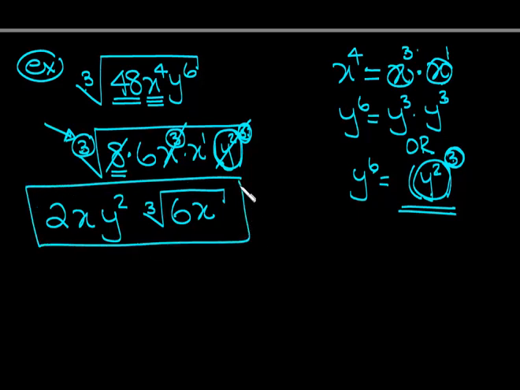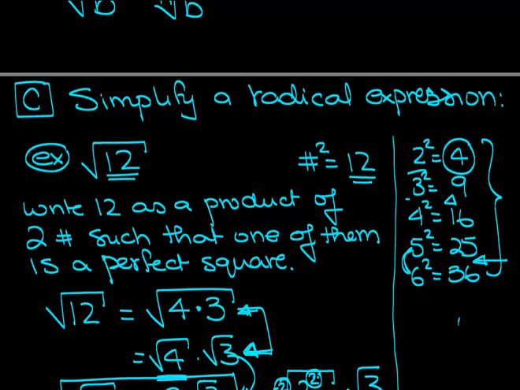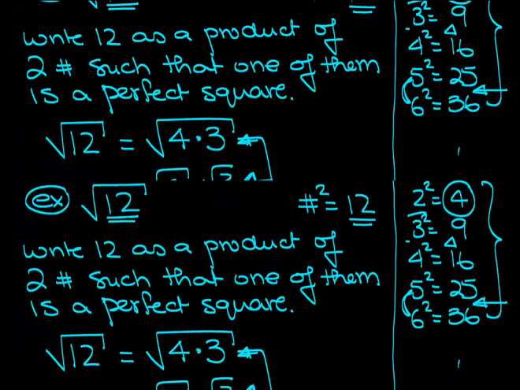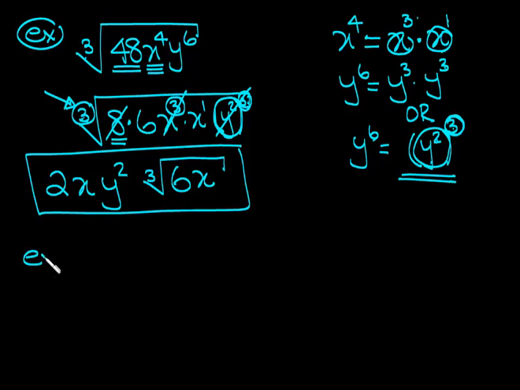Whenever you're doing these problems, just make sure you try to use that property. The second property that I pointed out was the most important one. We're trying to write the power of the expression on the inside identical to the index. Okay, let me do one last example and then we'll move on.